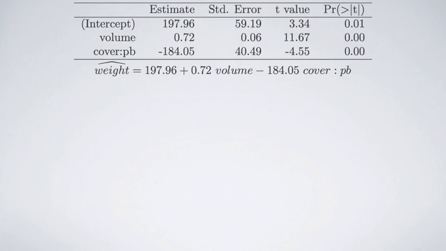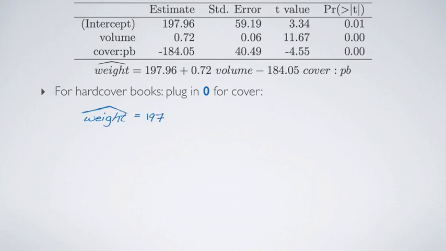And remember, we said that PB, the paperbacks, are the non-reference level, meaning that the hardcover books are the reference level. And for the reference levels, we always plug in 0 in our linear model. So for hardcover books, if we wanted to simplify this linear model to see what it would look like only for hardcover books, we would simply write out our linear model, except plug in 0 for the cover variable. Because if you have the reference level, that's a 0. If you have a book that is a paperback, we would actually plug in 1 for that.